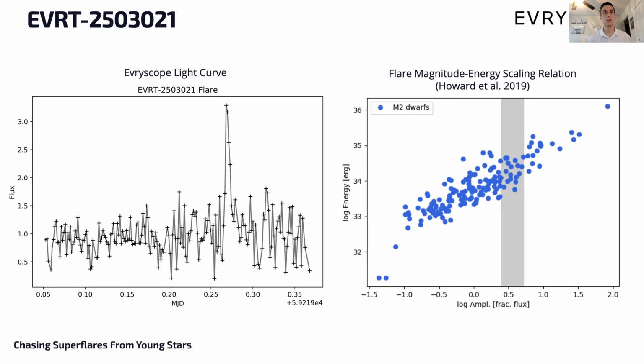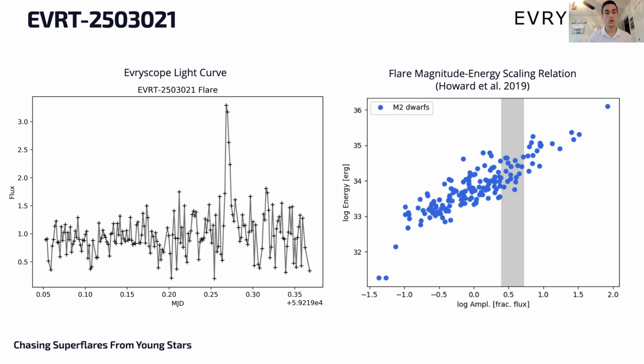We estimate that in the Evryscope bandpass, this was a roughly 1.5 magnitude flare. And later on, we fit the spectra from the star and found that it was likely an M2 dwarf. So those two facts combined, using information from a paper published by my colleague Ward Howard in 2019, gives us an estimate that this superflare was roughly 10^34 ergs in energy.